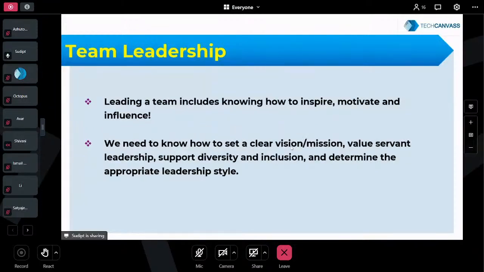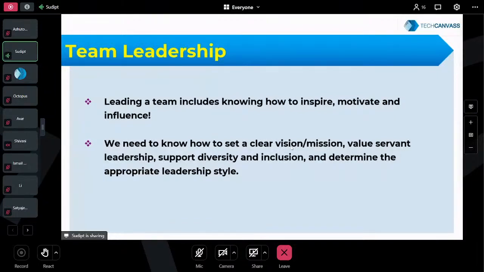Our next task is team leadership. As a team leader within the project management domain, you should be able to lead a team with utmost importance and guidance. We need to know as project managers how to set a clear vision or mission, value servant leadership, and support diversity and inclusion, as well as determine the appropriate leadership style that we need to use.